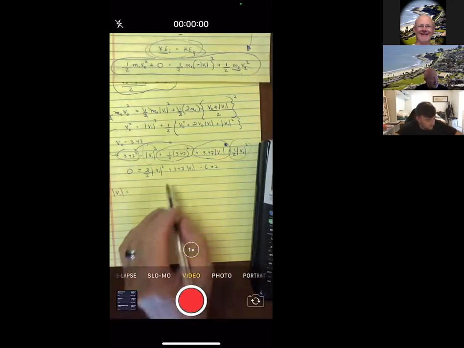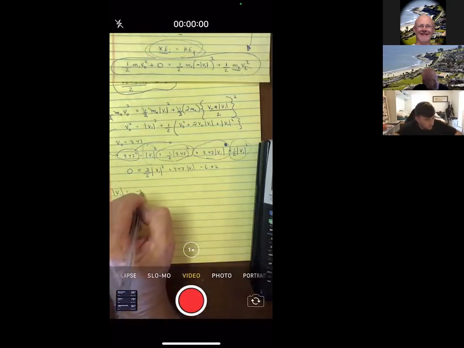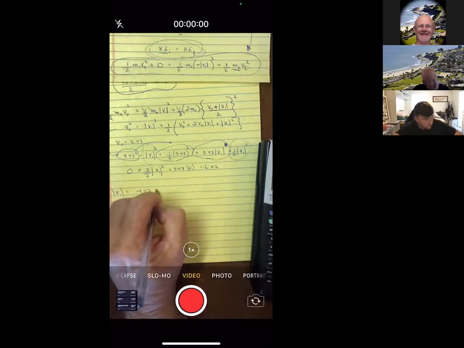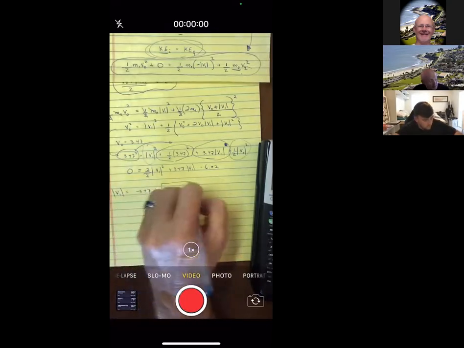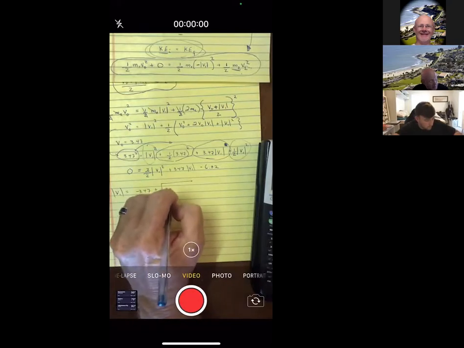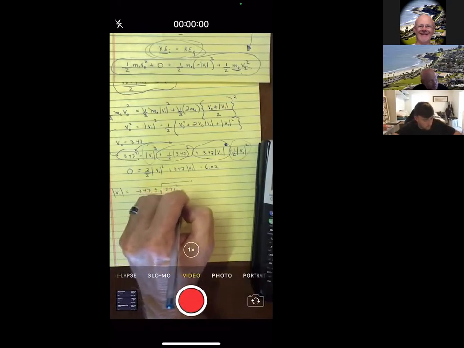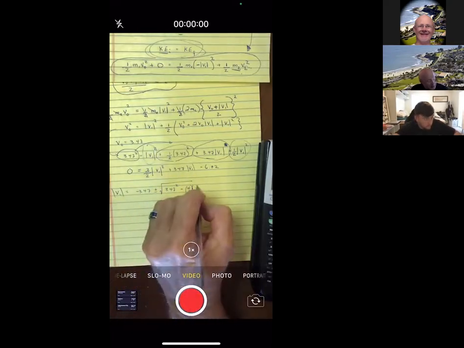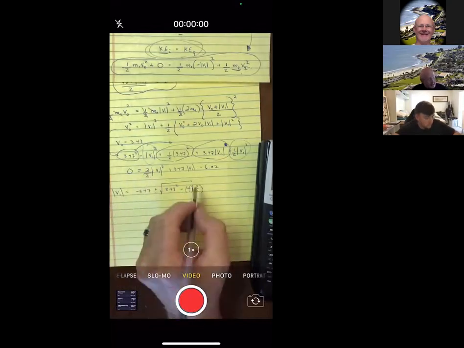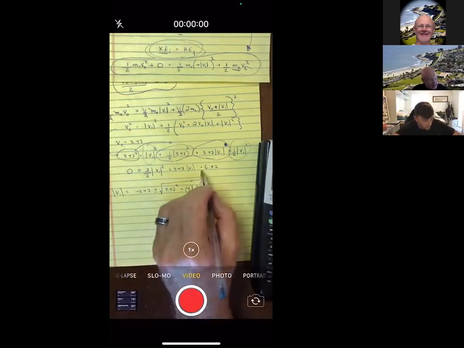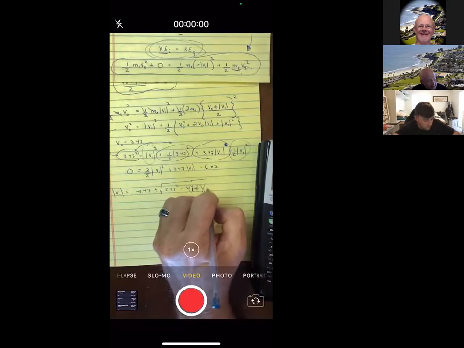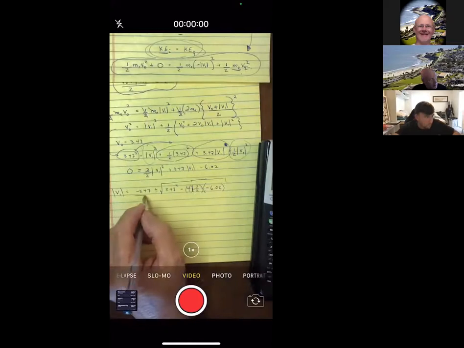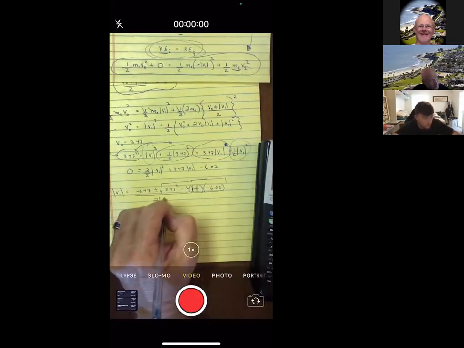And so V1 is the opposite of B, so minus 3.47, plus or minus the square root of B squared, 3.47 squared, minus 4 times A, which is 3/2, times C, which is a negative 6.02, all over 2 times A.